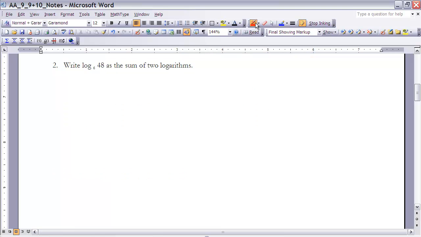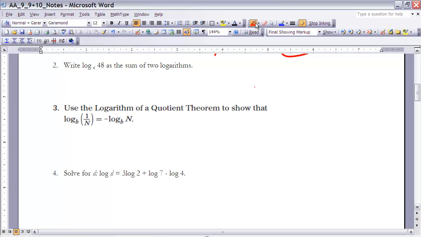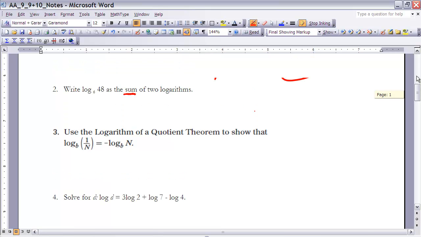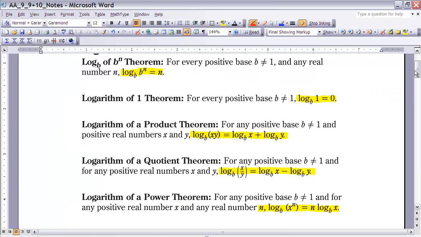Number 2, let's take a look at that one. It says log base 6 of 48, and we want to write that as the sum of two logarithms. The key to this one is that they want it as a sum of two logarithms. So the logarithmic property that allows us to write it as a sum is the product property. If I have two numbers multiplied together, I can split them up and write them as a sum.